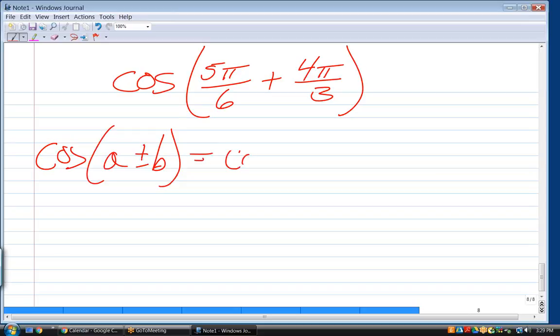Would it be cosine B? Cosine A. Remember, there's two cosines and two sines. Okay, then it would be sine B. No, the cosine always starts out cosine, cosine. Wait, so then how do you determine which thing? Because I remember the last formula was a different way. Well, that was because it was sine.